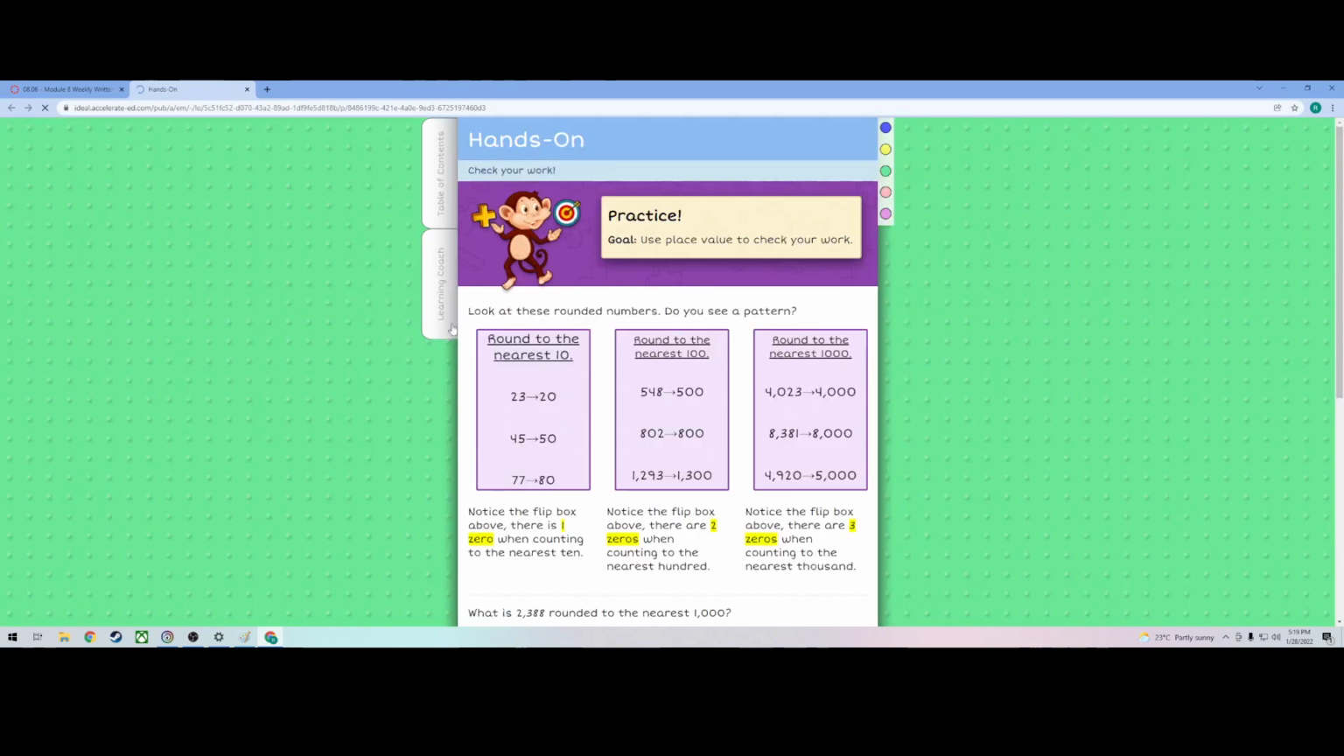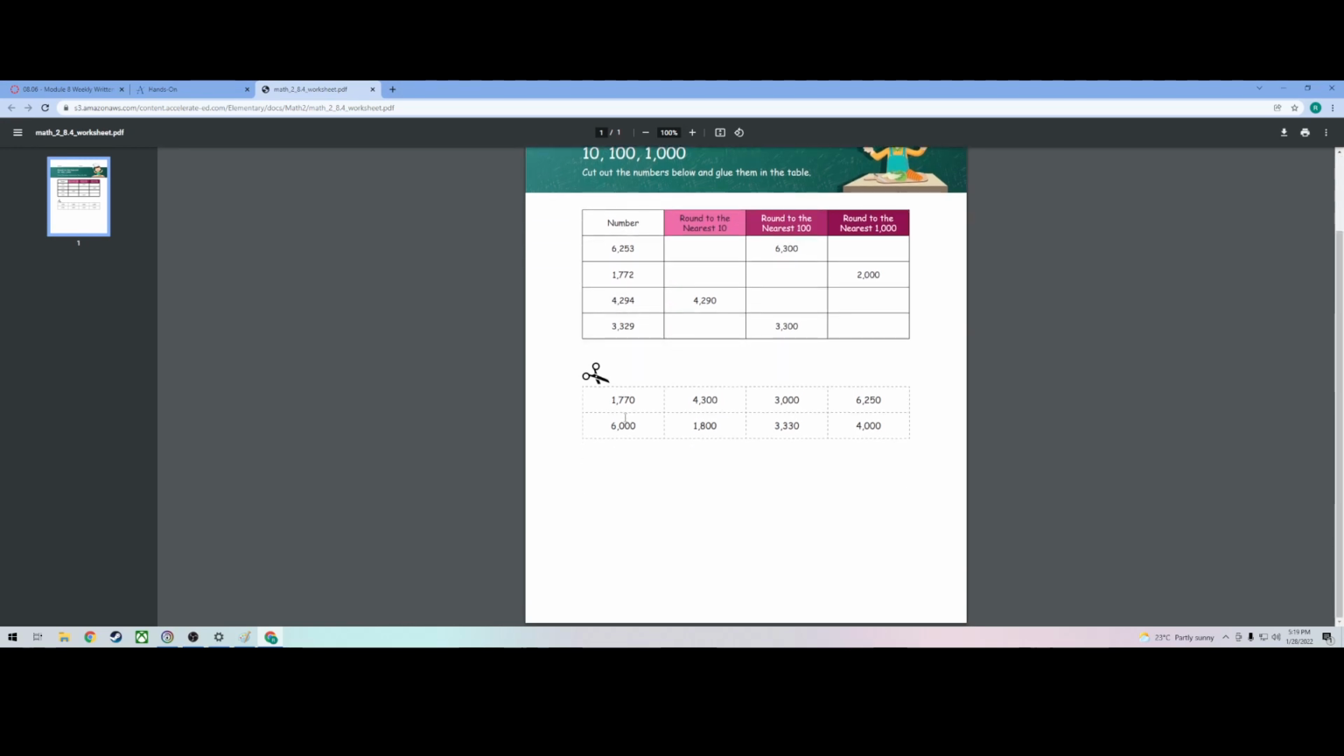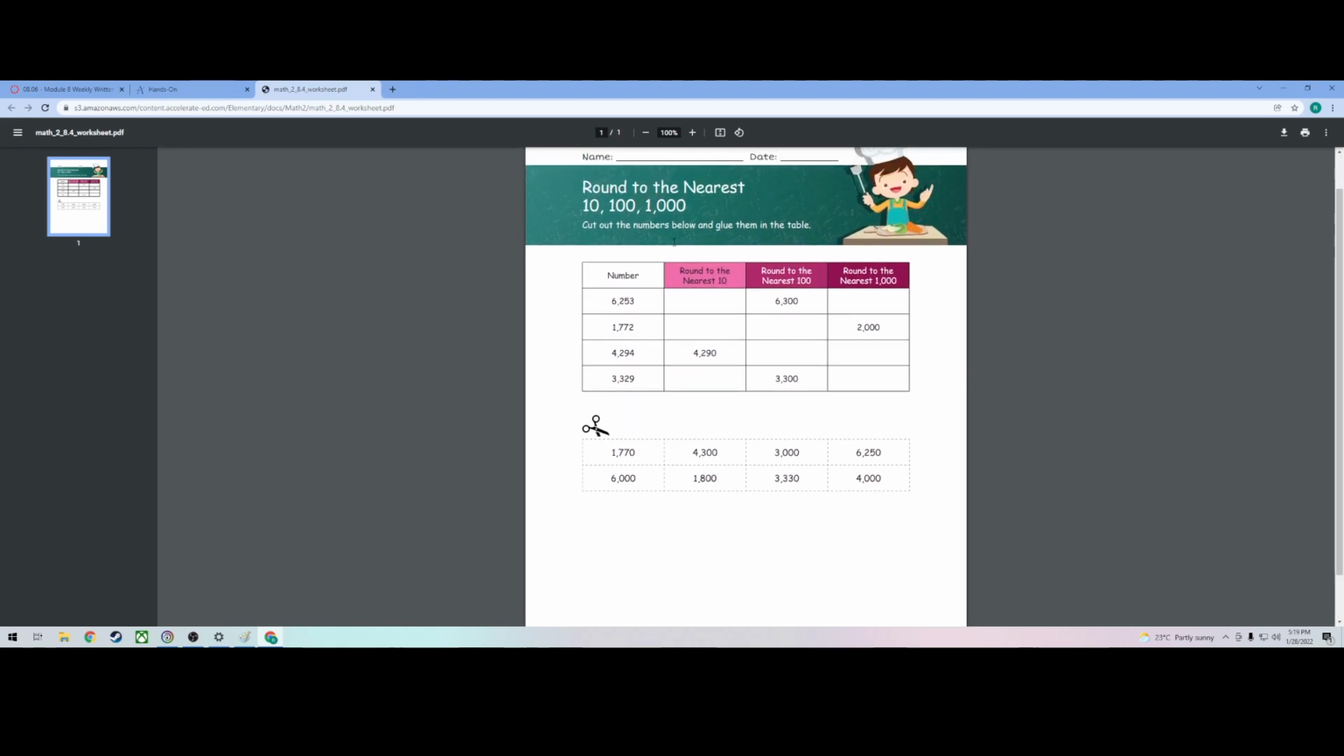Now again more practice. Round to the nearest 10. Now all together, this is the practice. You have to cut these boxes and place them in the correct place.